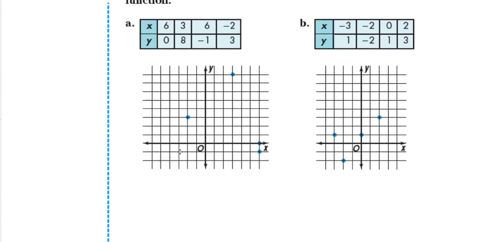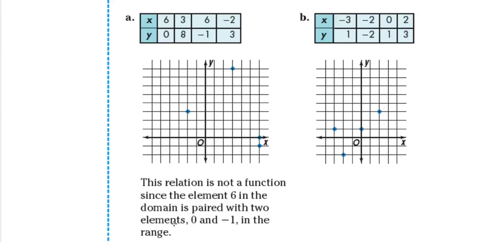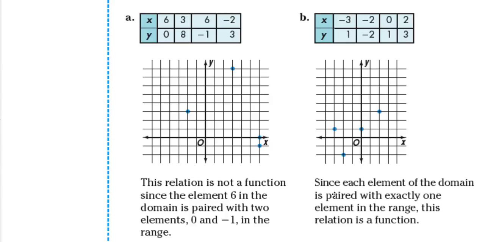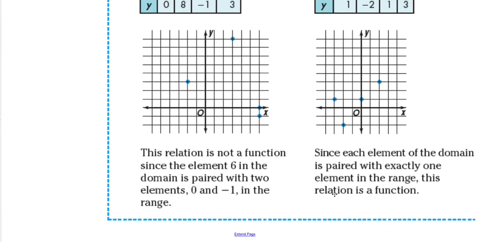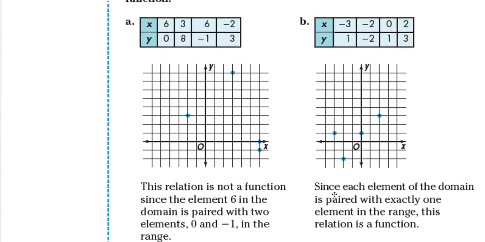So, we have the domain, which is 6. And the domain 6 has been paired with two ranges, 0 and -1. That means this is not a function, since the element 6 is paired with two elements, 0 and -1, in the range. In letter B, you notice that each element of the domain is paired with exactly one element in the range. So letter B is considered to be a function.